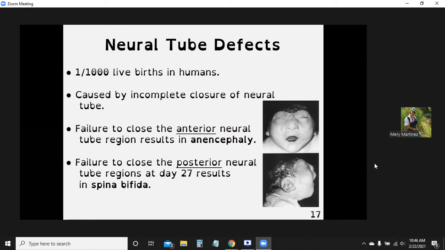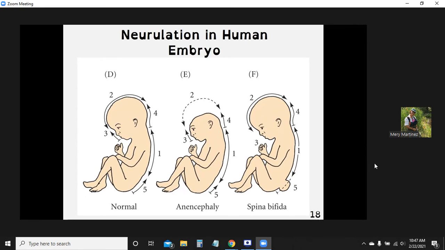Failure to close the posterior neural tube, and normally this occurs at day 27. So it's very early in development, right? It will form spina bifida. The severity of that varies between people, and it all depends on how much of the spinal cord remains open. So some will have just a little hole, which does not necessarily affect the functioning and the mobility of the individual. Some cases are very severe and they can't walk because the hole is big. So some can go to surgery, for some surgery is not even an option.